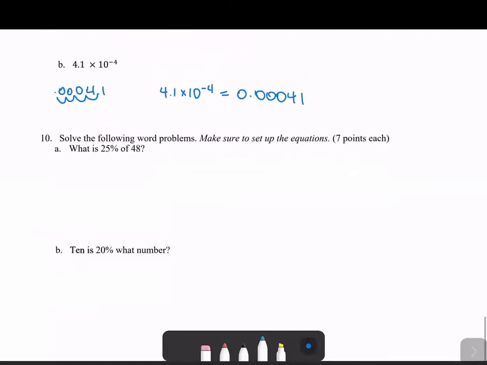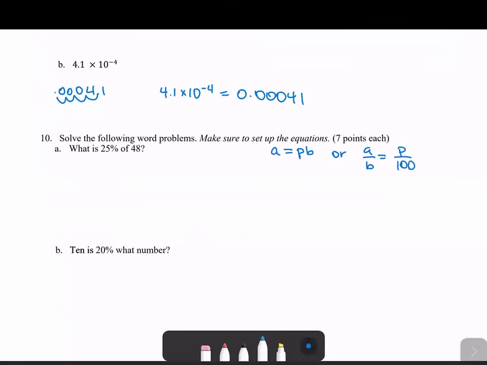So lastly, we have percent problems. So we talked about section 7.4, we talked about the percent equation. So the percent equation is the part equals the percent times the whole. Or if we want to represent the part to whole relationship and equate it to some percent out of 100. So these were the two forms for the percent equation.